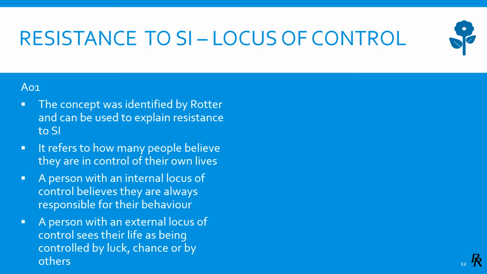of chance. A person with an internal locus of control believes they are always responsible for their behavior. Because of this, they are more likely to seek more information before following orders. The other type is external locus of control. A person with an external locus of control sees their life as being controlled by luck, chance, or by others, especially others with more power. They are more likely to obey an authority figure.